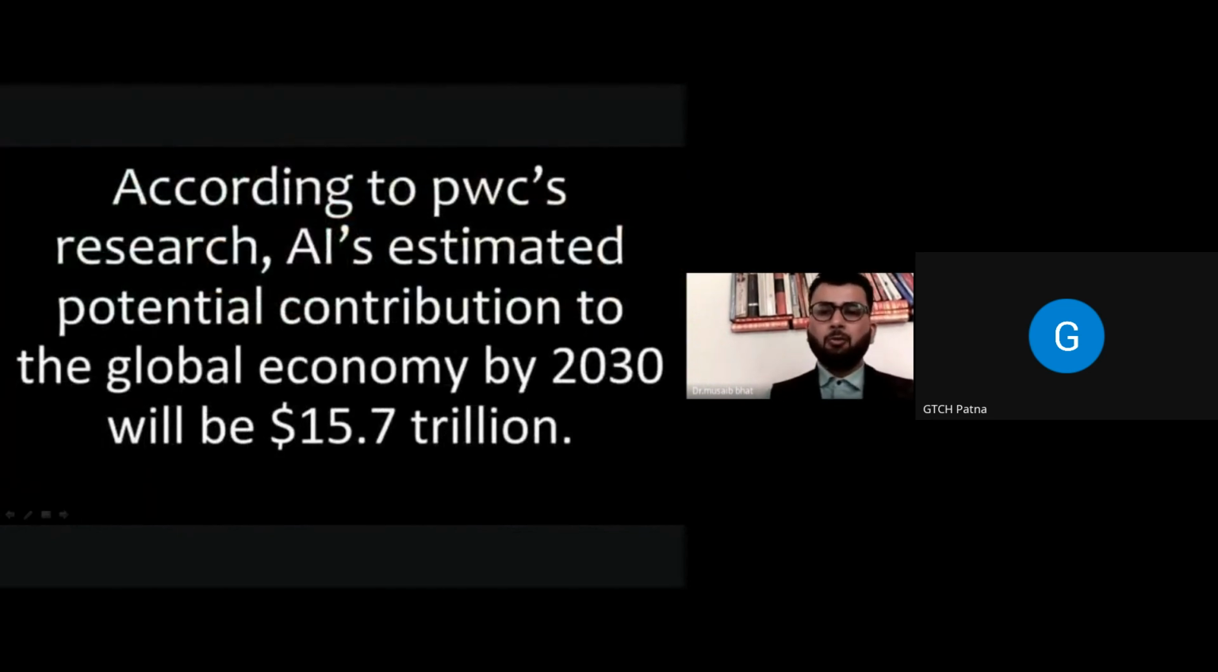Now, according to PwC, the research firm on business, AI's estimated potential contribution to the global economy by 2030 will be a mammoth $15.7 trillion. So this is going to be one of the biggest industries. I think this is going to counter other industries that were trending in the last decade.